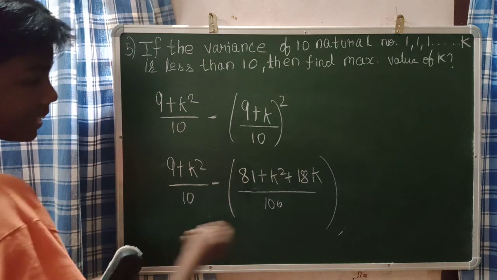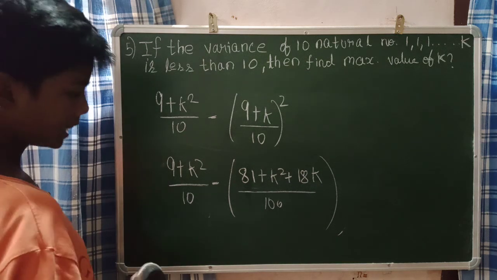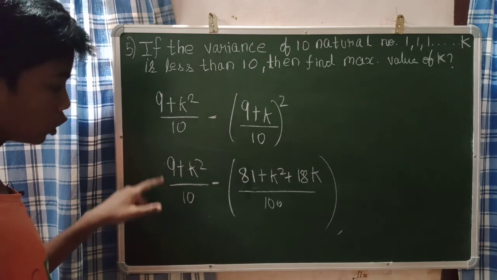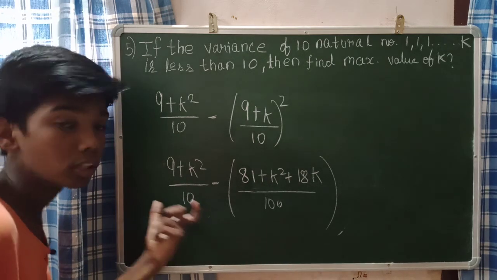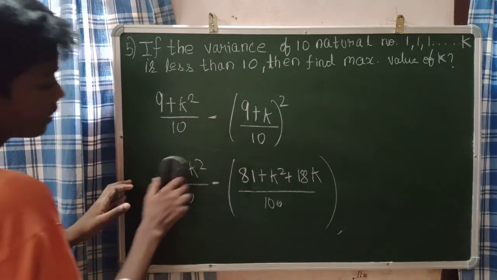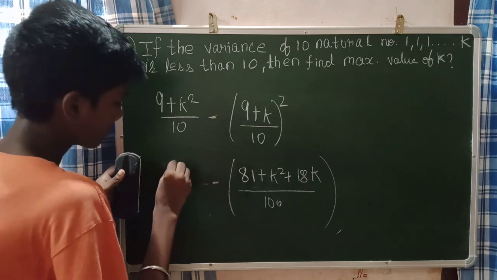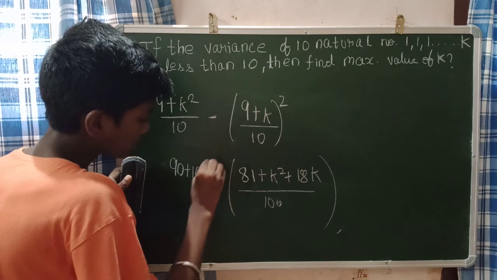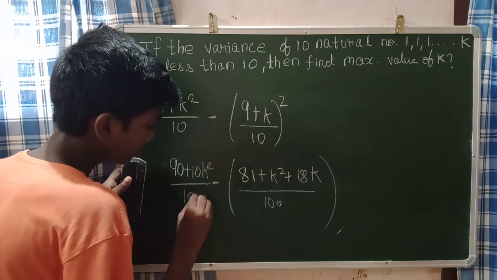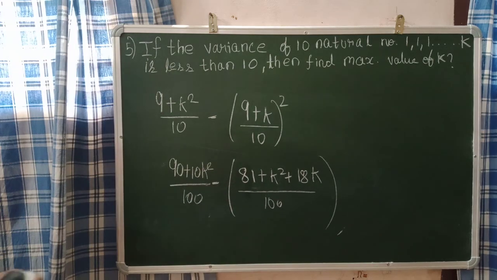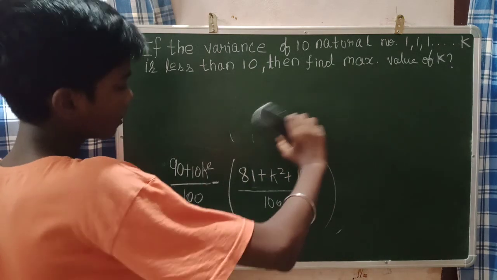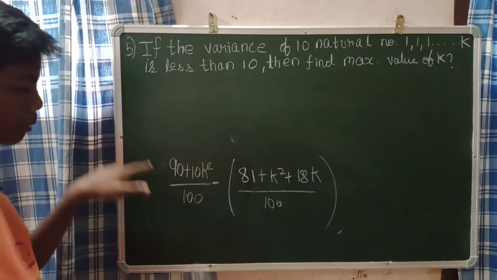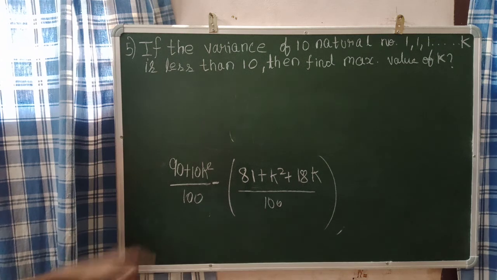Now, I need to take the LCM. So I need to multiply by 10 on both numerator and denominator of this particular term. When you do that, I will get 90 plus 10k square divided by 100, in order to make the denominator the same, just by taking the LCM. Because here I had 10, so I multiplied 10 on both numerator and denominator. This is what I got.